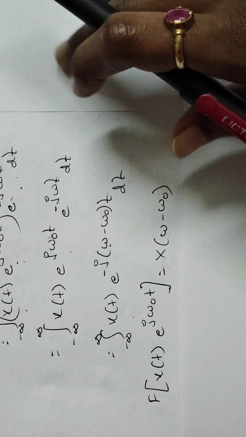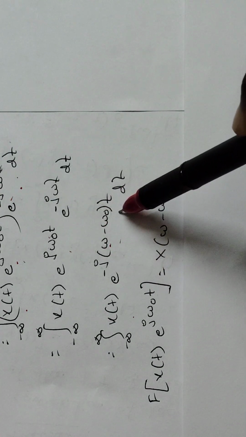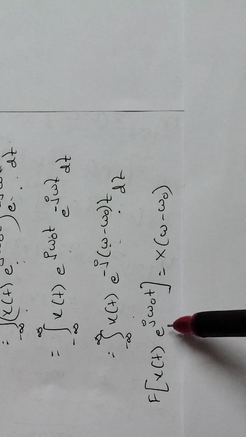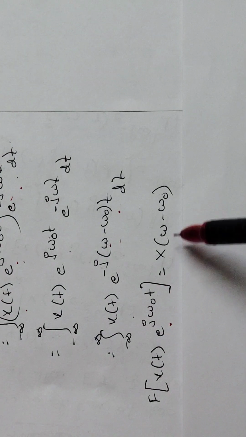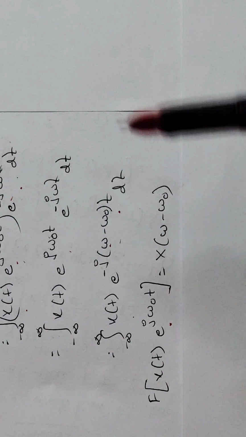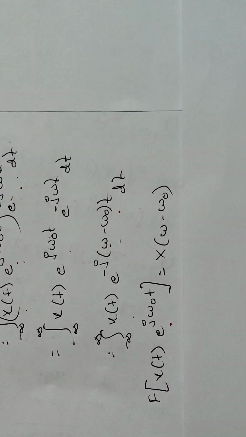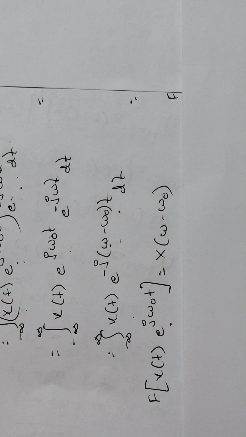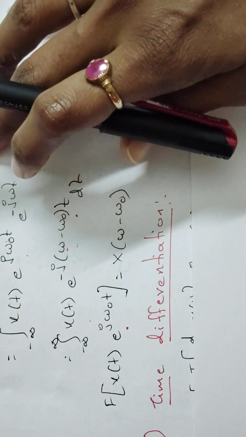Now, in place of omega, what is the value here? Omega minus omega naught. That is, the Fourier transform of x of t e power j omega naught t is equal to what? X of omega minus omega naught. So this is the frequency shifting property. We are shifting the frequency.